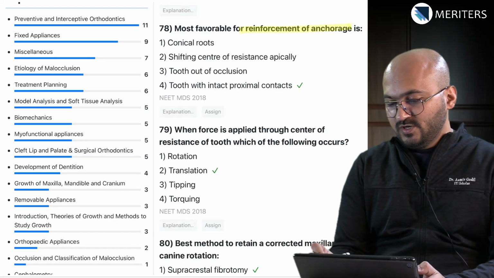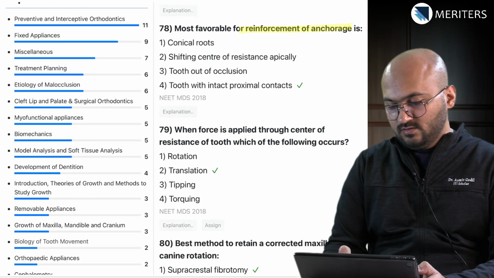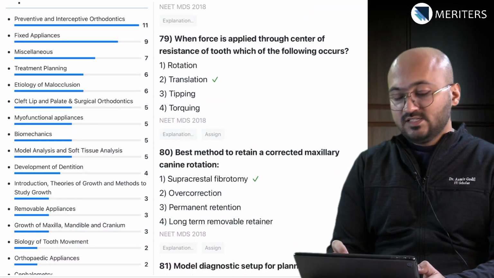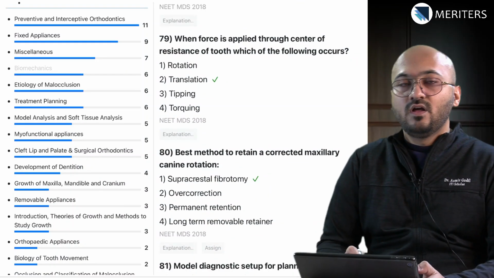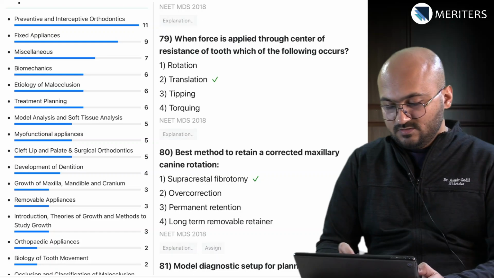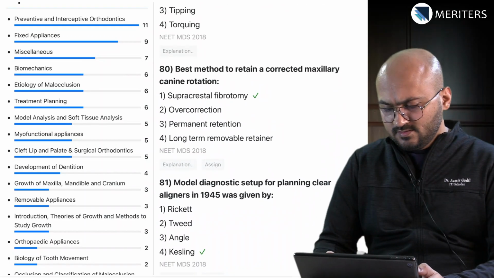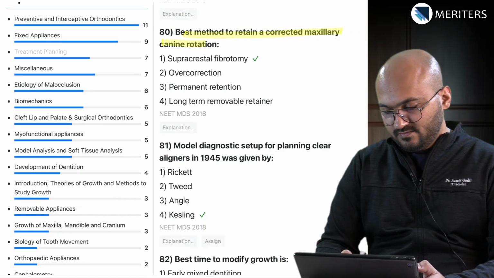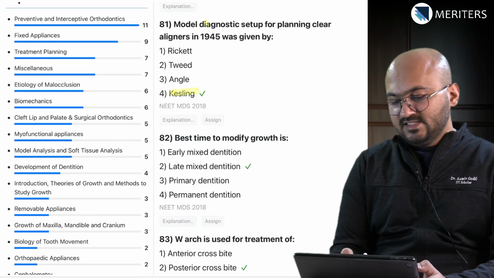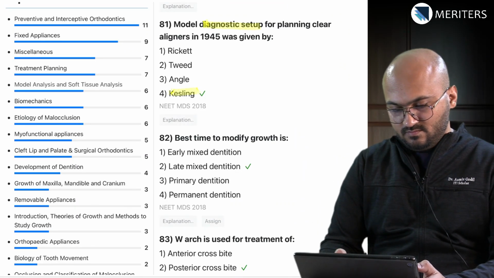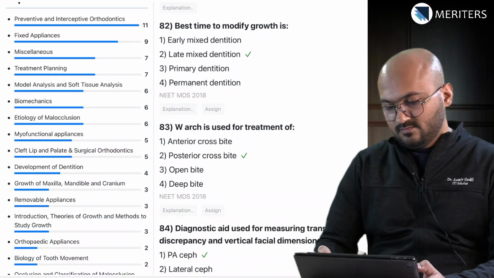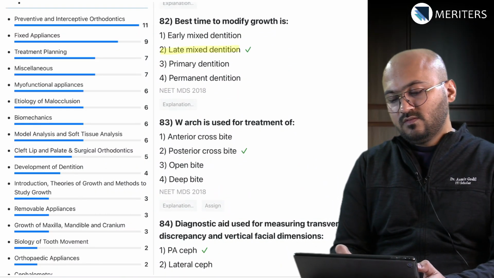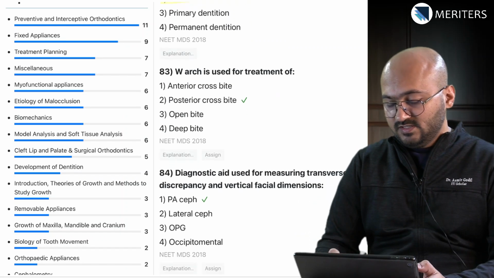Favorable for reinforcement of anchorage, tooth with good proximal contacts. Then center of resistance, center of rotation, and the kind of movement that they will cause, biomechanics. Method to retain corrected maxillary canine rotation is CSF. Then Kesling's diagnostic setup, model analysis. And the best time to modify growth with myofunctional appliances, late mixed dentition.